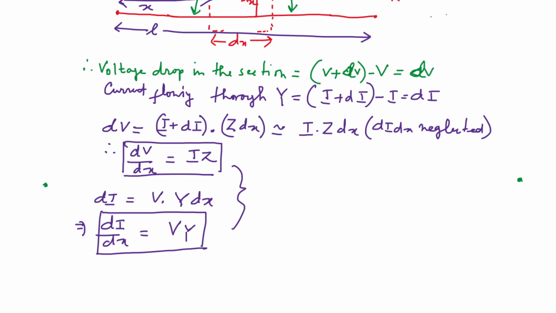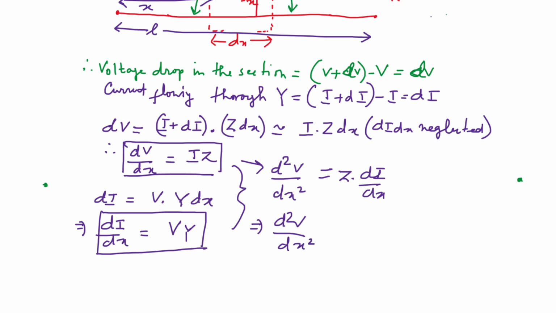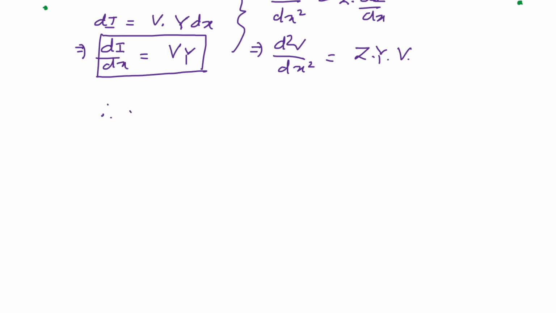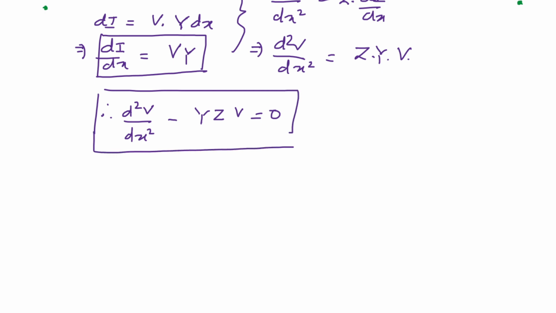With these two we write d2v by dx2. From the first equation, we take another derivative, d2v by dx2 is equal to z into di by dx. Now what is di by dx? It is y into v. So d2v by dx2 is equal to z into y into v, or d2v by dx2 minus yz v is equal to 0. It is a second order differential equation, and its solution is v equal to A1 e to the power gamma x plus A2 e to the power minus gamma x.